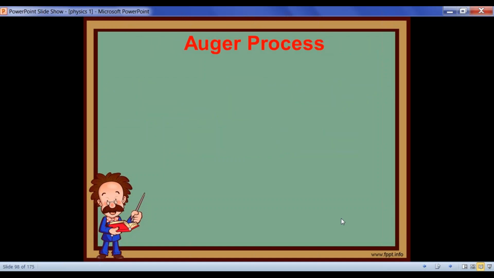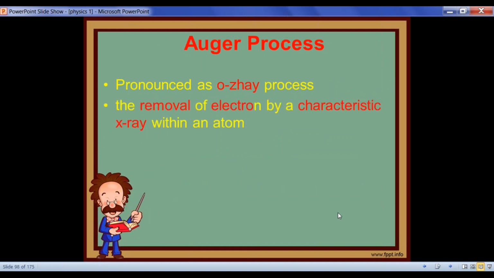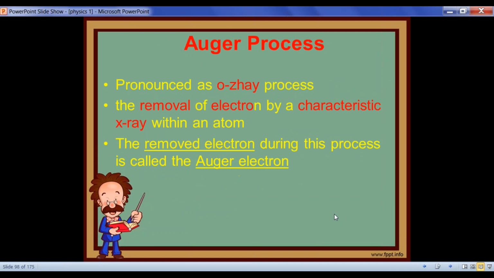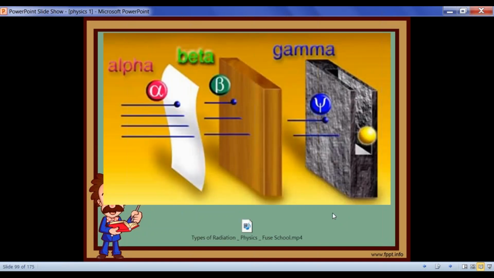Dito yung Auger process naman, sinasabi po natin kanina, pronounced as Auger. Removal of electron by characteristic X-ray. Na-remove po yung electron dahil po sa characteristic X-ray. The removed electron is called the Auger electron.